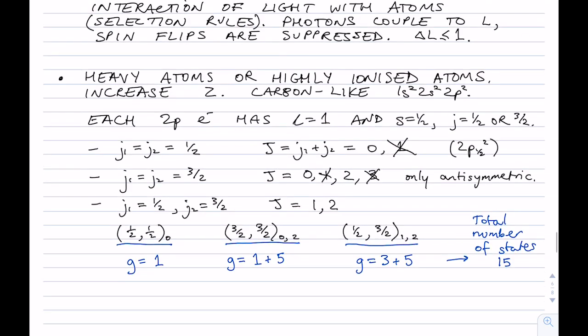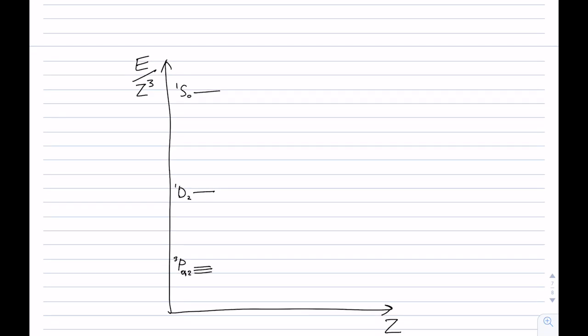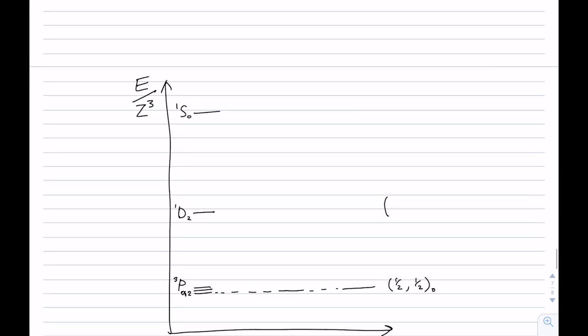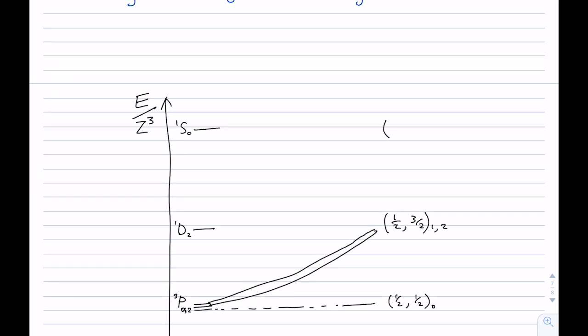So remember, according to Hund's rule, you start with maximizing S, then you maximize L, and then you couple L and S. So how does this work? At the high Z limit, you've got 1/2, 0. So that one's going to get there somehow as you increase Z. And then you're going to have your cases with 1/2, 3/2. And how many are there? There's 3 plus 5. They come from here and here. And then you've got your 3/2, 3/2.